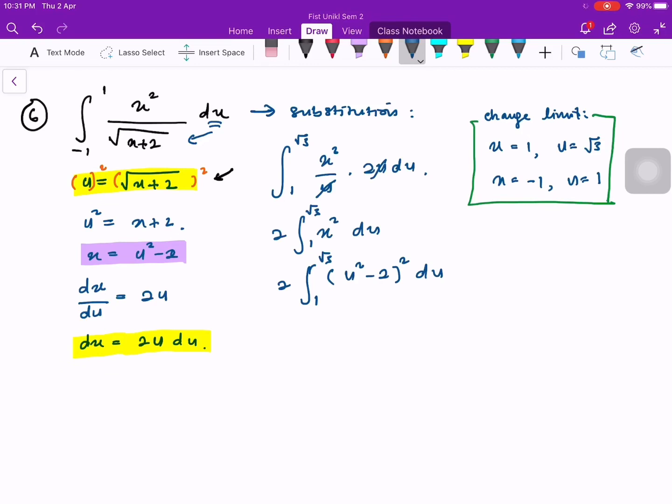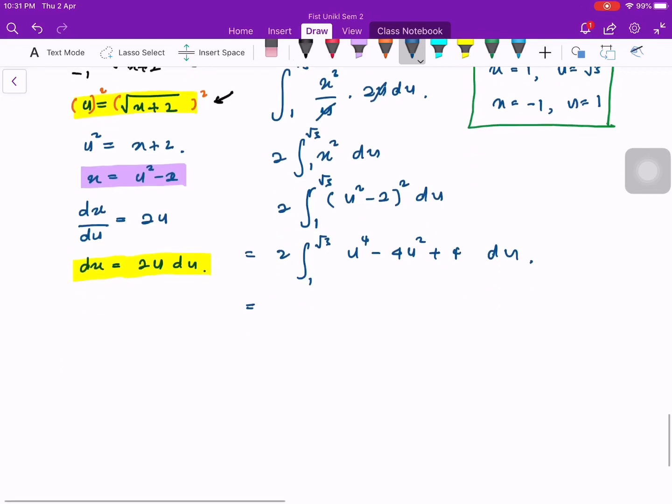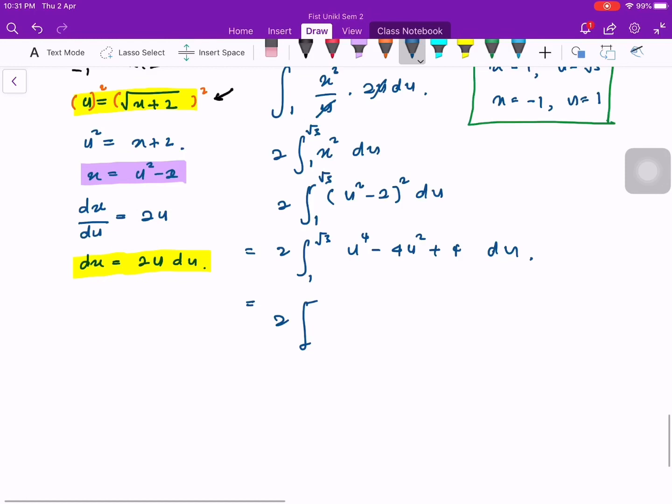So kita ada u squared minus 2 squared du. Okay, so saya boleh expand actually yang ini. Saya boleh kembangkan. Okay, saya kembangkan dulu. So saya akan dapat u kuasa 4 tolak 4u squared tambah 4 du. Okay, therefore kita akan dapat 2 integral of u to the power of 5 over 5 minus with 4 times with u to the power of 3 over 3 plus with 4u. Then we have a limit from 1 to square root of 3.